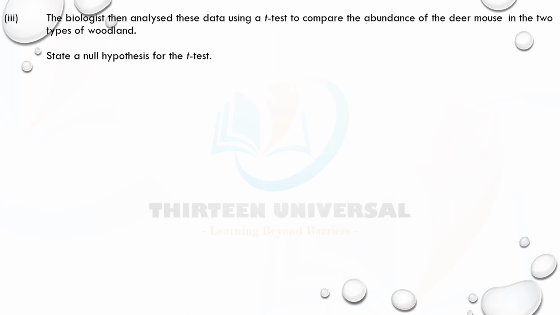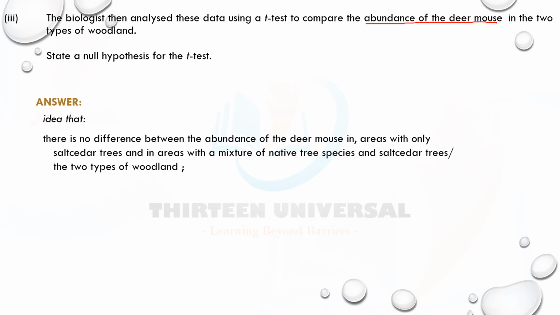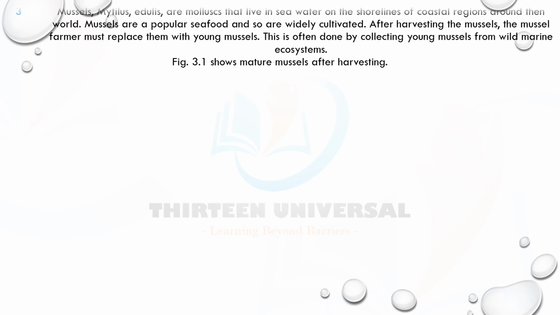Okay, abundance of the deer mouse. So we're comparing it. So now, the null hypothesis is that there's no significant difference between the abundance of deer mouse in the woodland with only salt cedars and that of the woodland with a mixture of native trees and salt cedars. Look at it, there's no difference between the abundance.